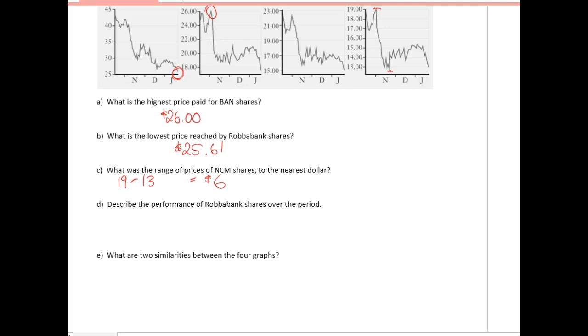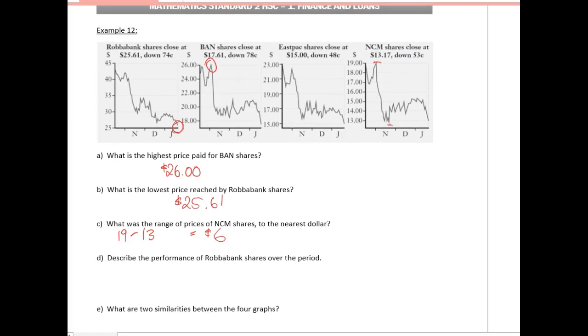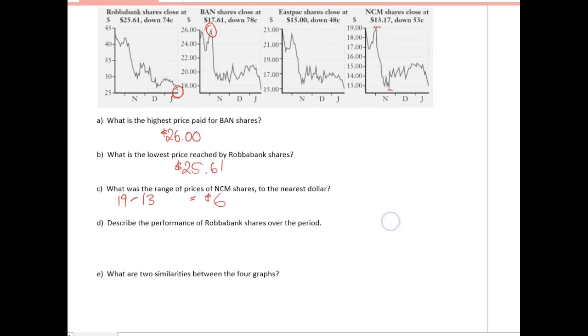Now, describe the performance of Robobank shares over the period. Okay, Robobank shares, what have they done? They fell through October, November, followed by a small rebound in late November, before falling again consistently to the middle of January.